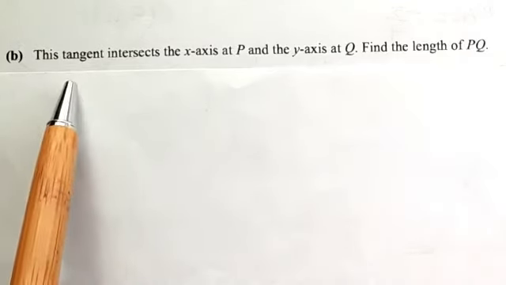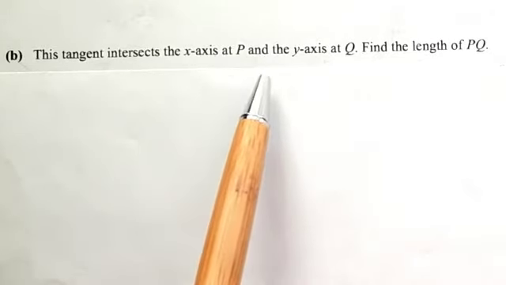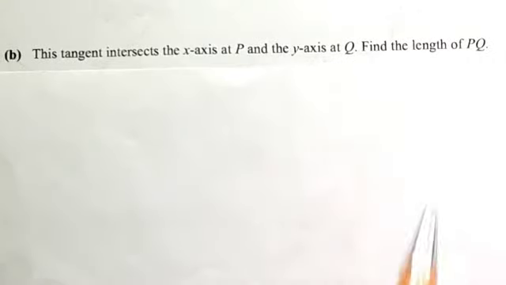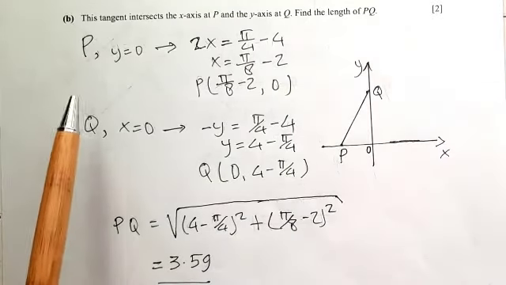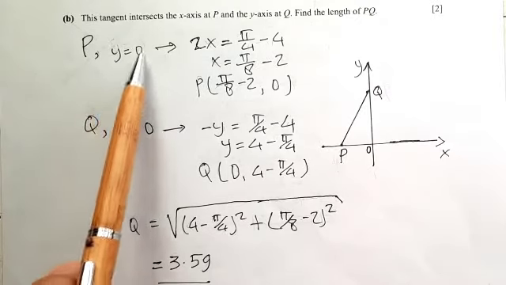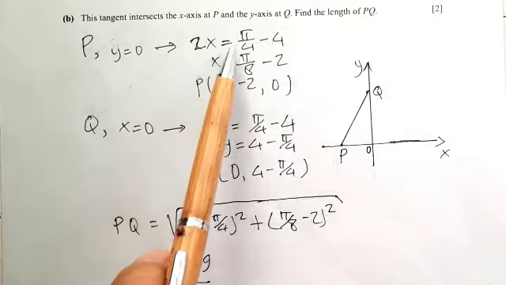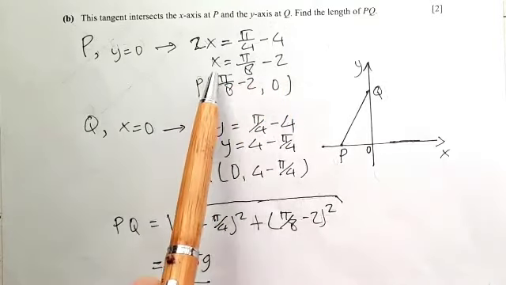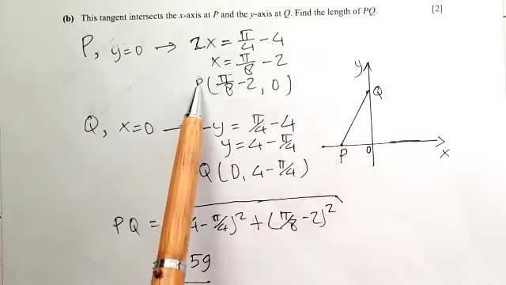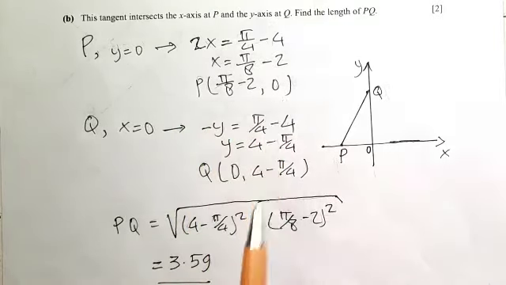B. The tangent intersects the x-axis at P and the y-axis at Q. Find the length of line PQ. Thus P, the x-intercept, means y is 0. Substitute y equals 0 in the equation of the tangent line. We obtain 2x equals pi over 4 minus 4, so x equals pi over 8 minus 2. Thus the coordinates of point P are pi over 8 minus 2, 0.